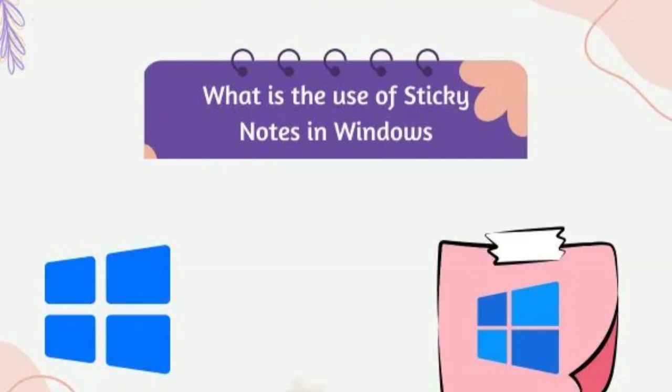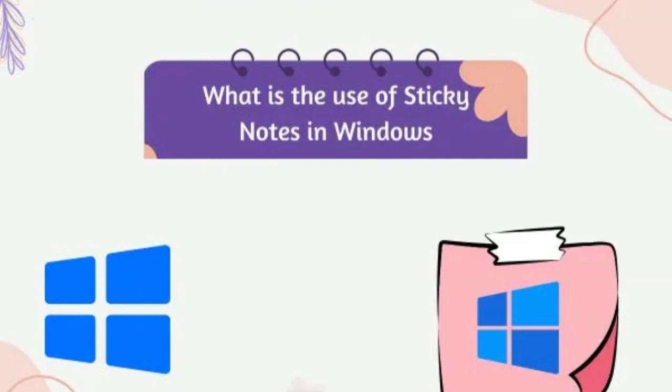Here you are also given the option of different colored sticky notes. Here you get many color options like pink, sky blue, white, etc. You can create multiple sticky notes at once. For that, you just have to press Ctrl N and a new sticky note will open. You can even create as many sticky notes as you need.